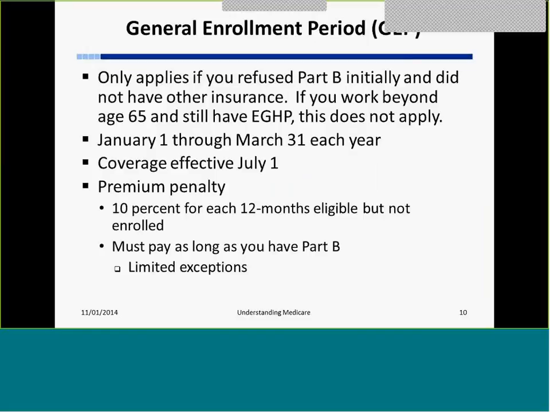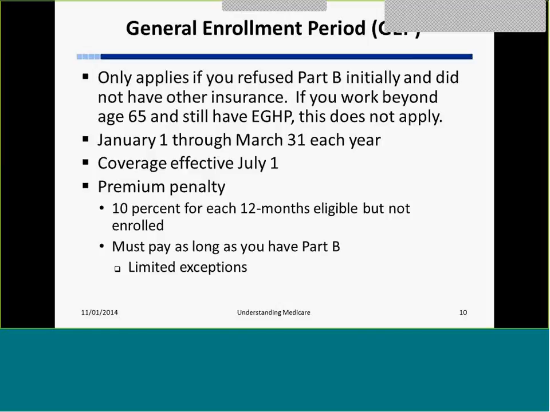The general enrollment period occasionally comes into play, and I'm starting to see this more and more, especially with people working beyond age 65 and maybe getting a retirement reduction package from their employer. And the employer says, we're going to let you stay on the group health plan for 12 months, 18 months, even though you're being laid off. It's part of your service package, and they don't activate their B, and it just gets ugly.